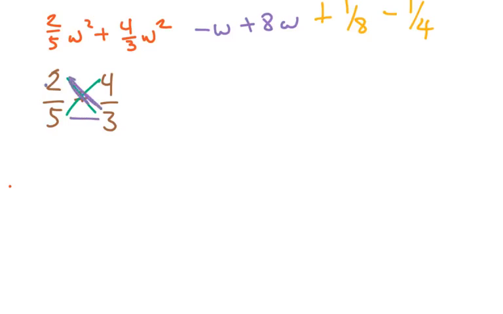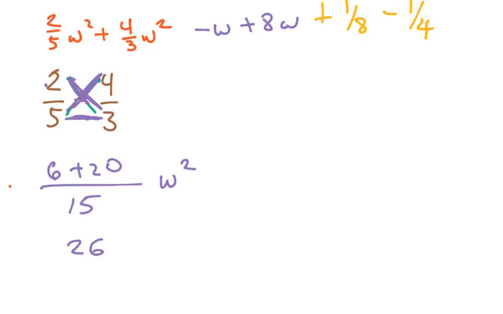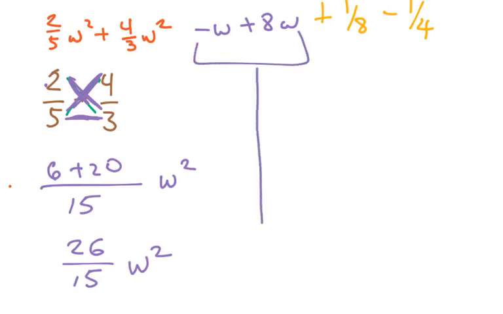So we're going to do 2 times 3, which is 6, 5 times 4, which is 20, and this is all going to be over 5 times 3, which is 15, and this is w squared. So this is 26 over 15, w squared. This part here is pretty straightforward. 8w minus w is 7w, so plus 7w. And here we can use the Xmin rule.